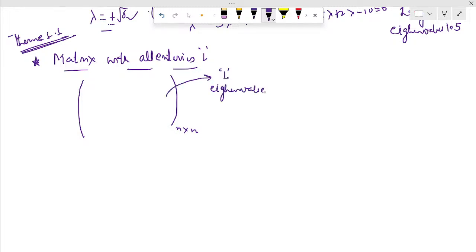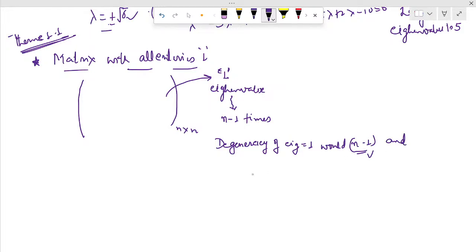I'm giving you a straightforward result. You'll always have 1 as an eigenvalue, and this eigenvalue 1 will be repeated n minus 1 times. So in physics terms, you can say that the degeneracy of this eigenvalue would be n minus 1. And the other eigenvalue would be the trace of the matrix.